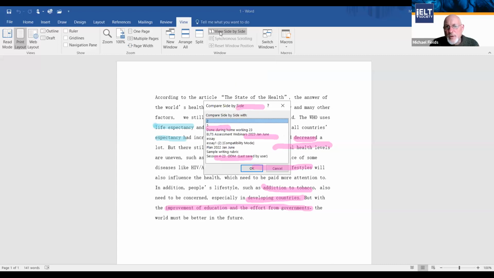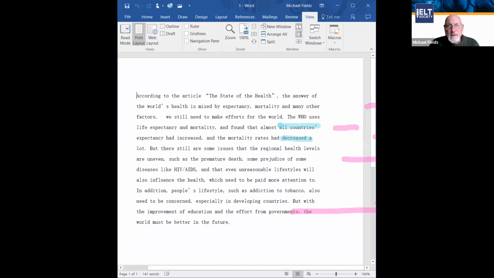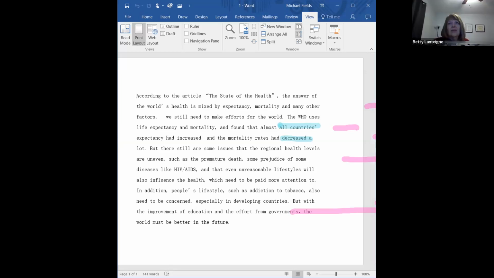Although for my own purposes, what I want to do here is focus on the linguistic features of this. So, oh, what happened? That's not what we want to see, is it? Sorry, just a moment. Let me see if I can.